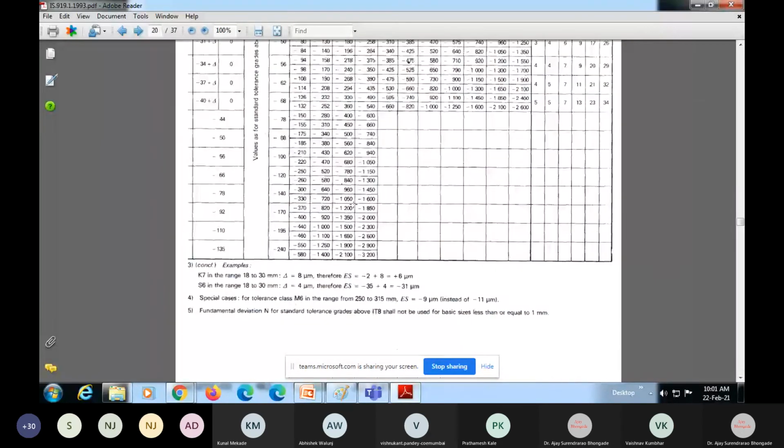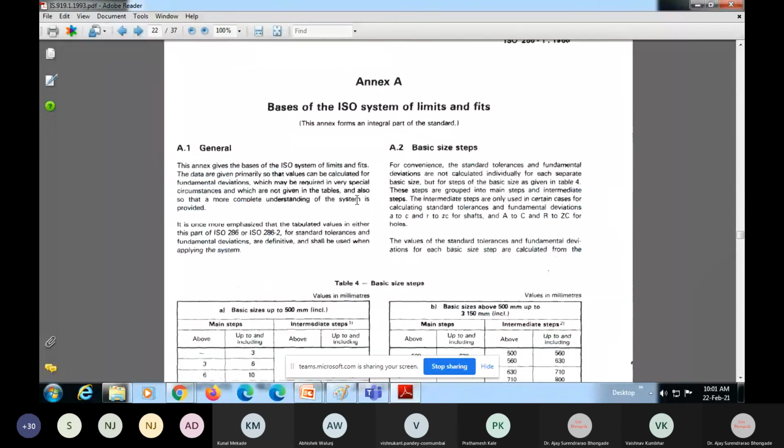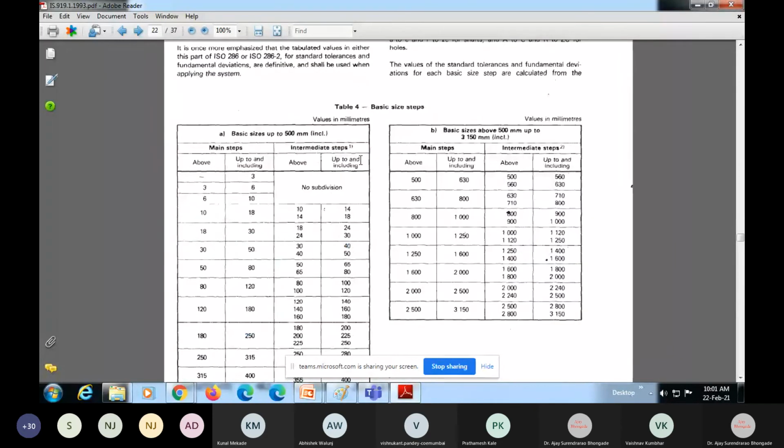If I go to table number 4, right, what was the value, phi 40? So 40 will lie somewhere between 30 to 50. These are the sub steps, which may be required in some cases or may not be required. Okay, so we can work out the steps for that particular dimension. So this is the first table which will be used.